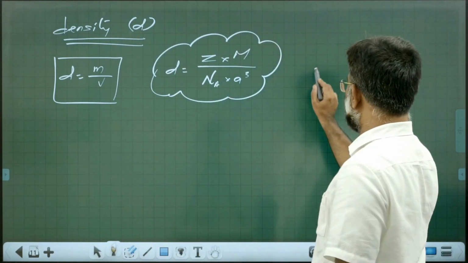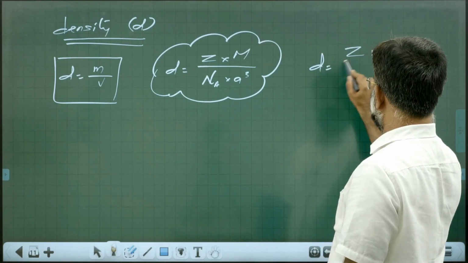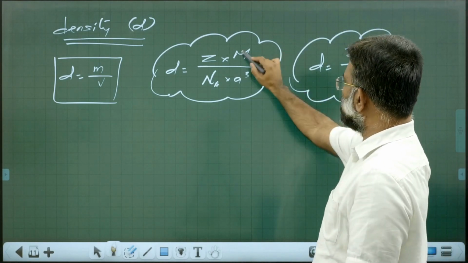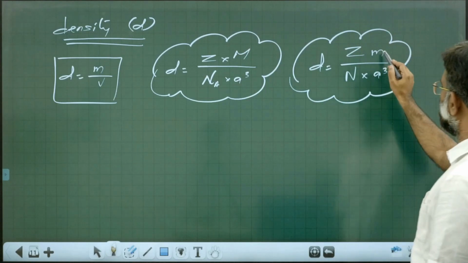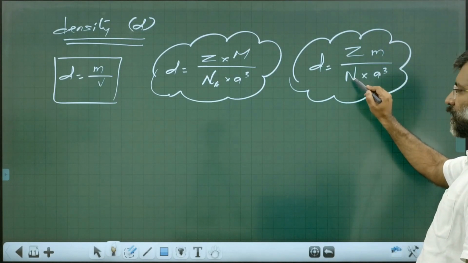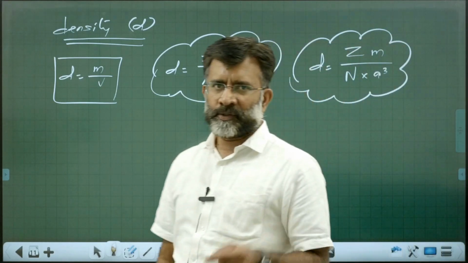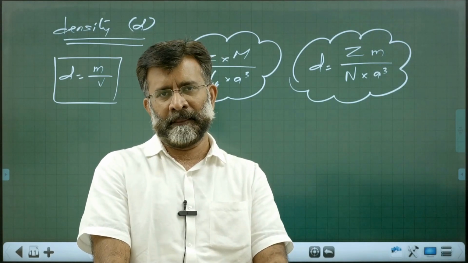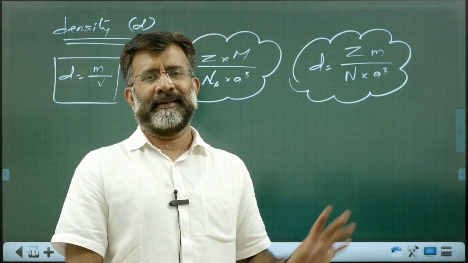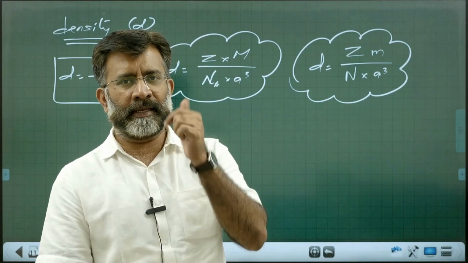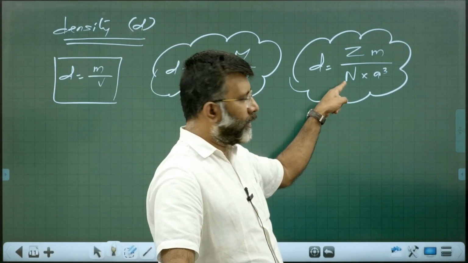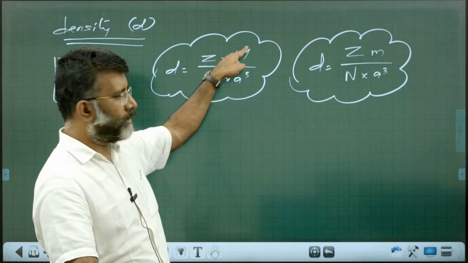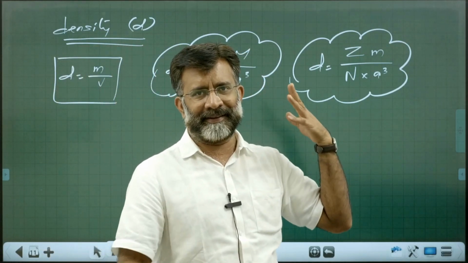Or you may be encountering a formula like this. Zm by N into A cube. Now, what is this M? Molar mass. This is Avogadro number. What is this m? A given mass. And what is this n? Number of particles in that mass. So, if in the numerator it is molar mass, in the denominator it will be Avogadro number. If it is a given mass in the numerator, in the denominator it is the number of particles in that mass. So, this is nothing but number of particles present in m gram. This is Avogadro number, this is molar mass. Hope you understand. Is it clear?